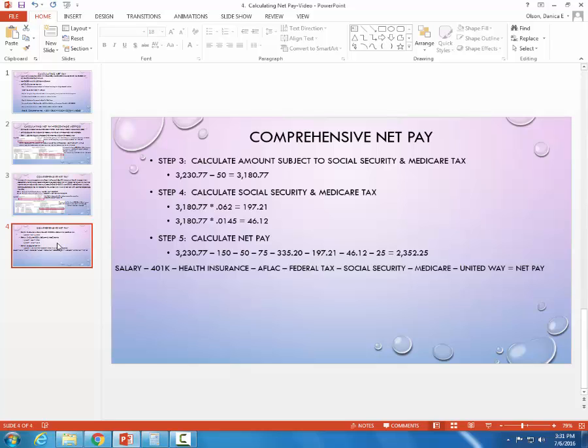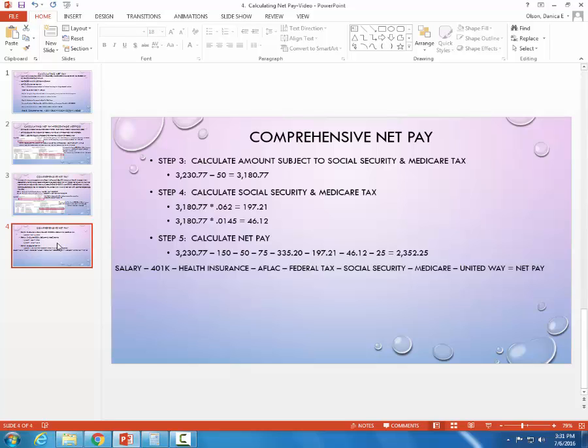$3,180.77 times 0.062 equals $197.21. This is Social Security tax. To calculate Medicare, we take $3,180.77 times 0.0145 to get $46.12. We've now calculated all of the taxes from her paycheck.